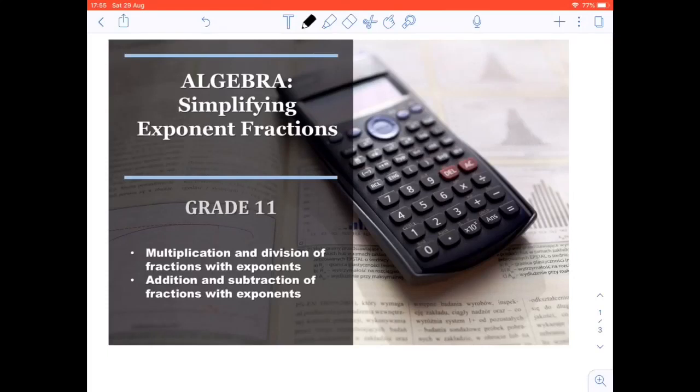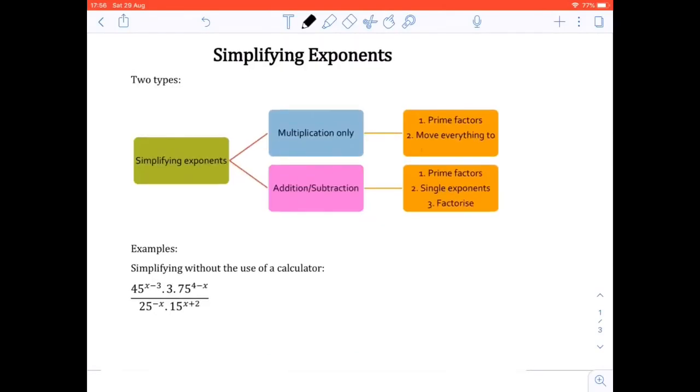In this video, I'm going to show you how to simplify exponent fractions, specifically when you have variables in your exponents. This will cover multiplication and division of fractions with exponents, as well as the addition and subtraction of fractions with exponents. To start off with, here's a mind map to explain the two types.